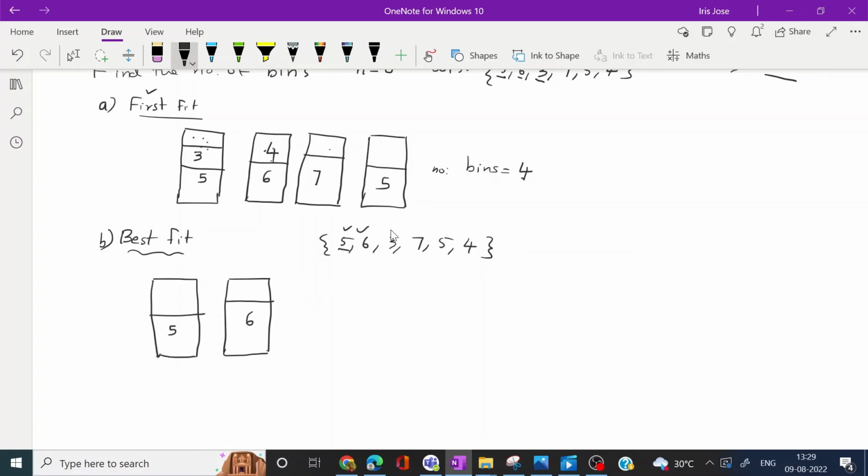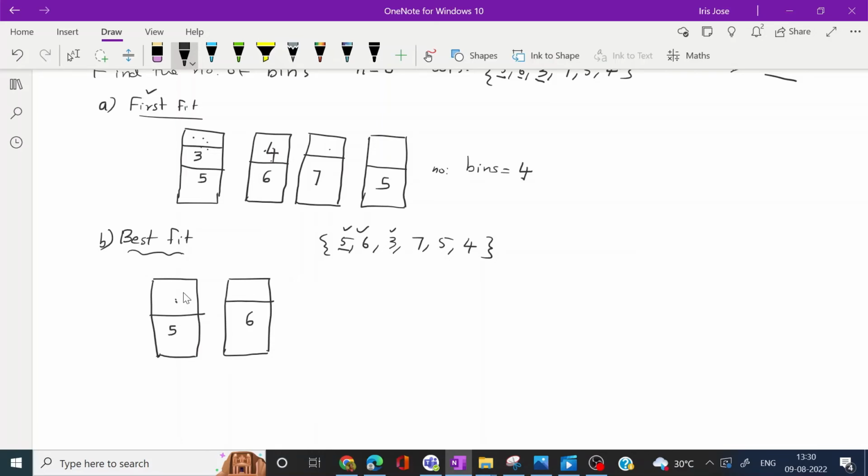Then next is 3. If I see weight 3, I can place it in the first bin, where 5 plus 3 is 8. First bin, if I place 3, then the bin's used capacity becomes 8.